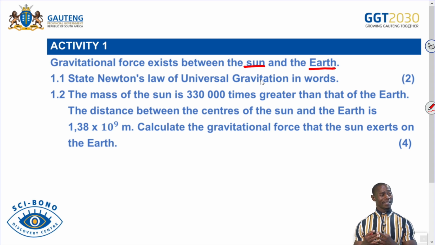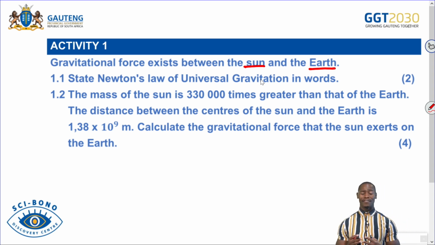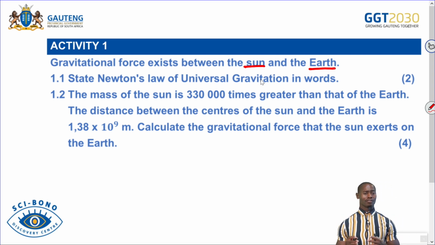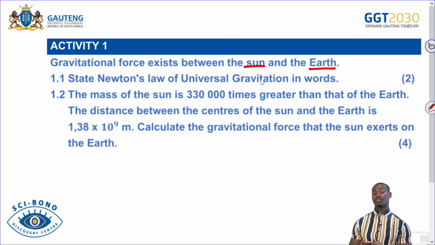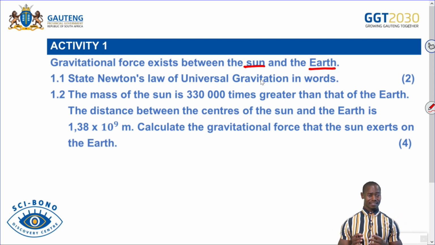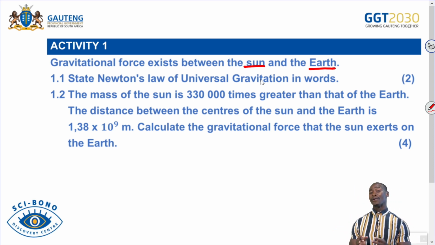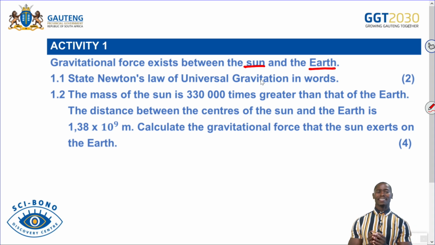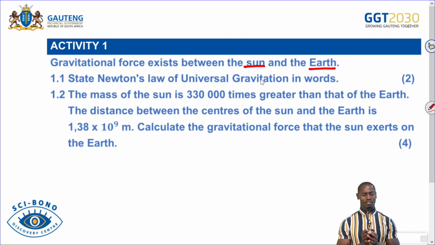Every particle in the universe attracts every other particle with a gravitational force that is directly proportional to the product of their masses and inversely proportional to the square of the distance between their centers. All right? So that is how we have to state Newton's law of universal gravitation.